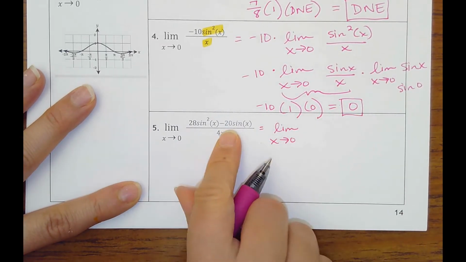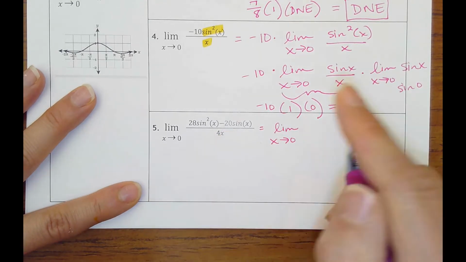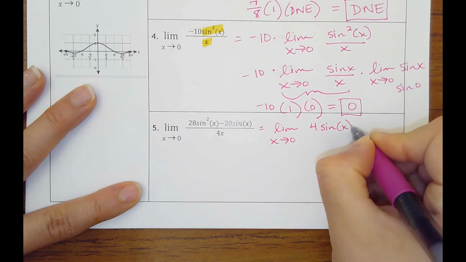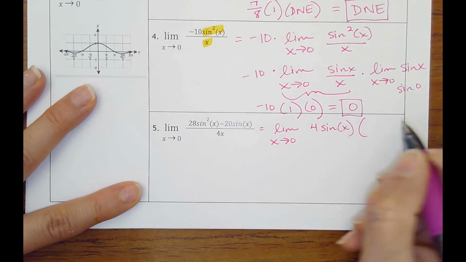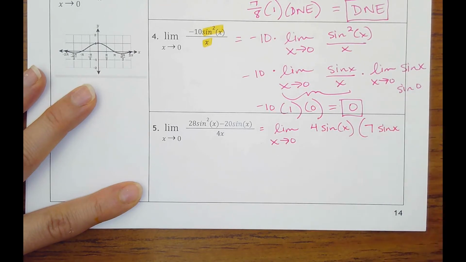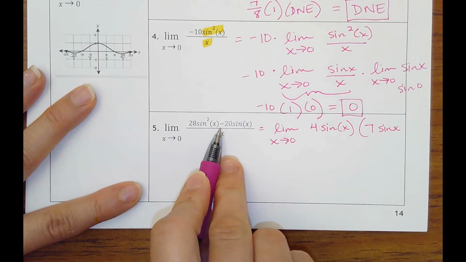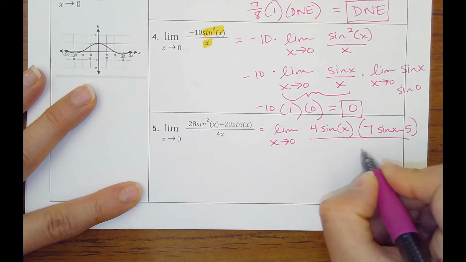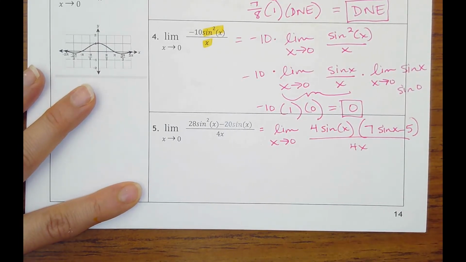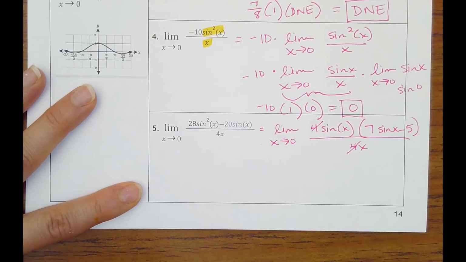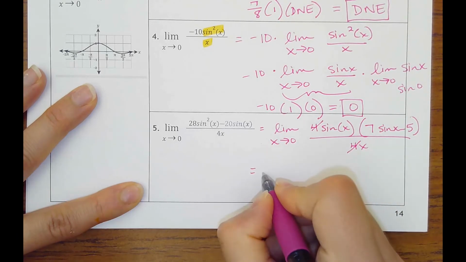Let's see, 28 and 20 can both be divided by 4, and I can take out a sine of x from both terms. So then I would have a 7 sine of x. Kind of don't like the parentheses, they seem to add confusion to my brain. And then minus 5 over 4x. Okay, I can divide the 4 by 4. It's just gone. Let me write this better.